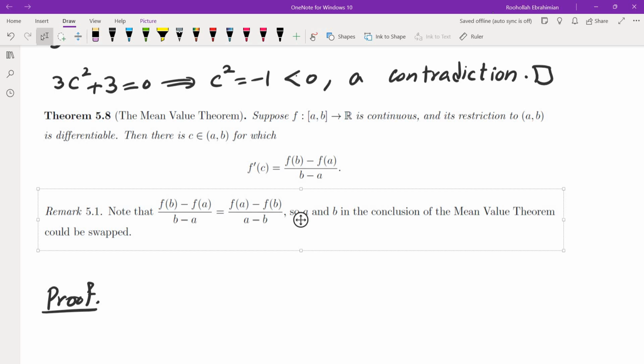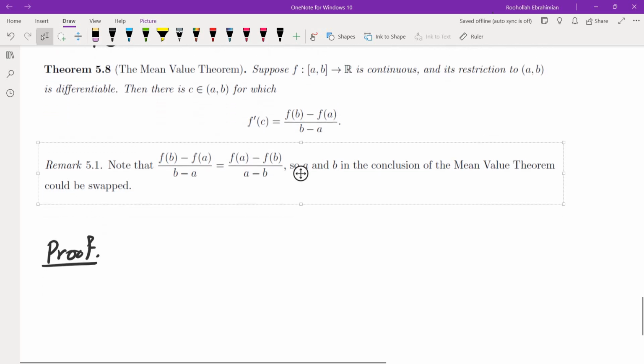Notice that f of b minus f of a over b minus a is the same as f of a minus f of b over a minus b. So it doesn't matter which one comes first. It could be a comes first or b comes first. Just be careful that you are not swapping them only in the numerator or only in the denominator.